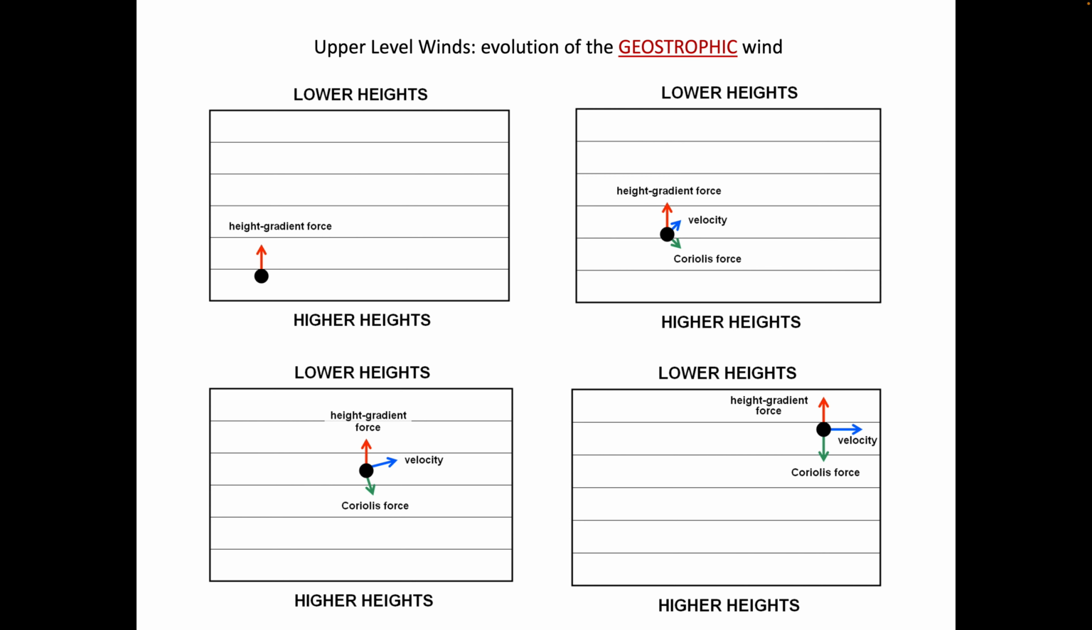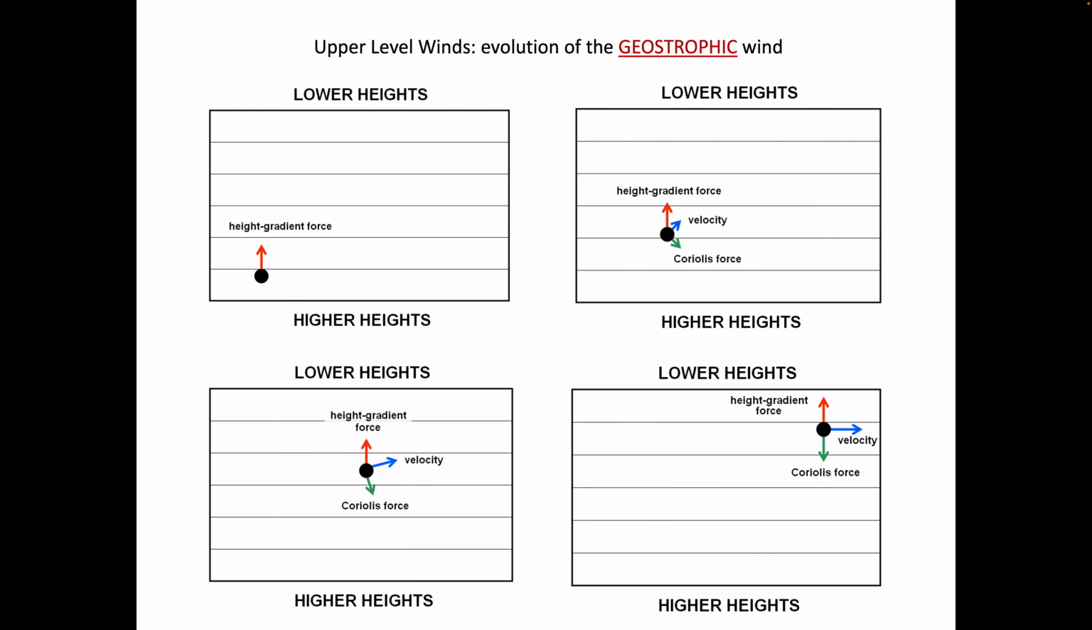And the same rules apply. So the geostrophic wind blows parallel to the isoheights, with now low heights on its left, high heights on its right. The magnitudes of the pressure gradient and Coriolis forces are identical, and the forces point in the opposite direction. So just like at the surface, the upper level geostrophic wind represents a balance between the pressure gradient and Coriolis forces.